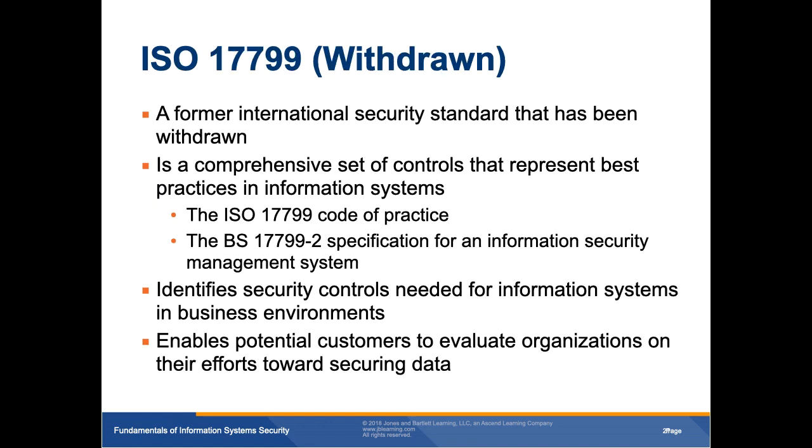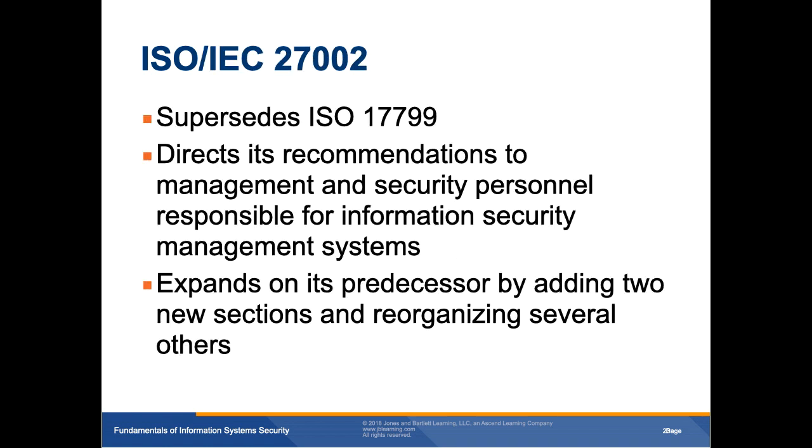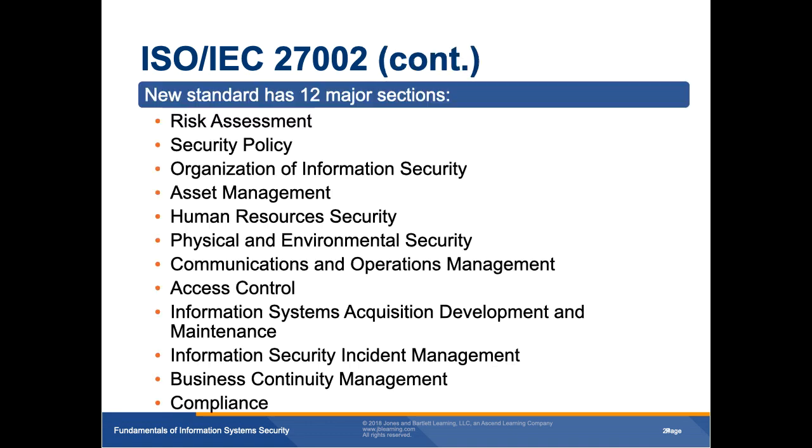So the ISO 17799 was withdrawn. It's a former international security standard, and it's been replaced. It was a comprehensive set of controls that identify security controls needed for information security in business environments. It had 10 major sections. Now it's been superseded by 27002, and directs its recommendations to management and security professionals responsible for information security management systems, and expands on its predecessor by adding 2 new sections and reorganizing several others. So now instead of 10 sections, we have 12 sections, such as risk assessment, security policies, access controls, business continuity management, and compliance.